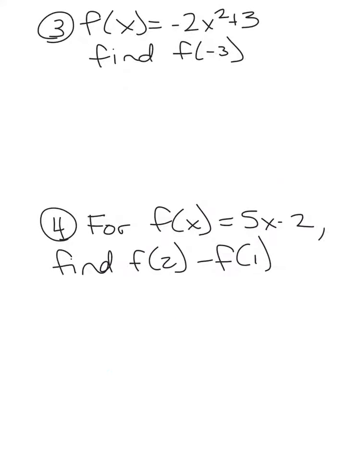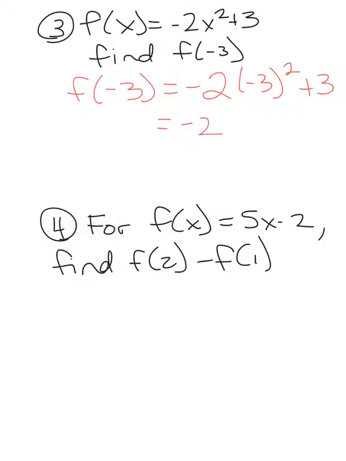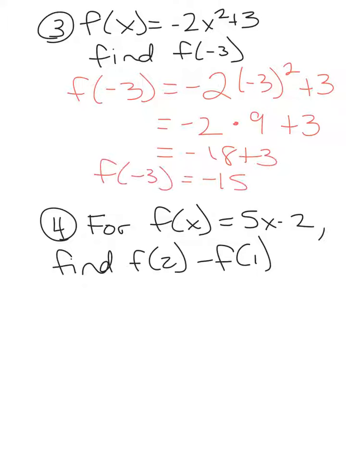Looking at number 3, I have f of x is equal to negative 2x squared plus 3. And we're asked to find f of negative 3. So again, I have f of negative 3 is equal to negative 2. Now I'm substituting again, so I have negative 3 squared. I have to be careful, I need that in parentheses, plus 3, which gives me negative 2 times negative 3 squared is positive 9. So you're going to want to be careful if you're using your calculator. Negative 3 squared, which is negative 3 times negative 3, gives me positive 9. Then I have to add the 3 at the end. So that gives me negative 18 plus 3. So f of negative 3 is equal to negative 15.